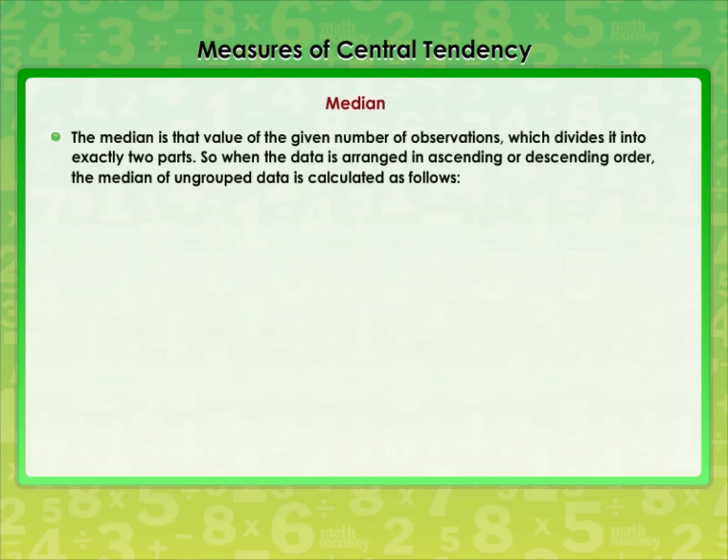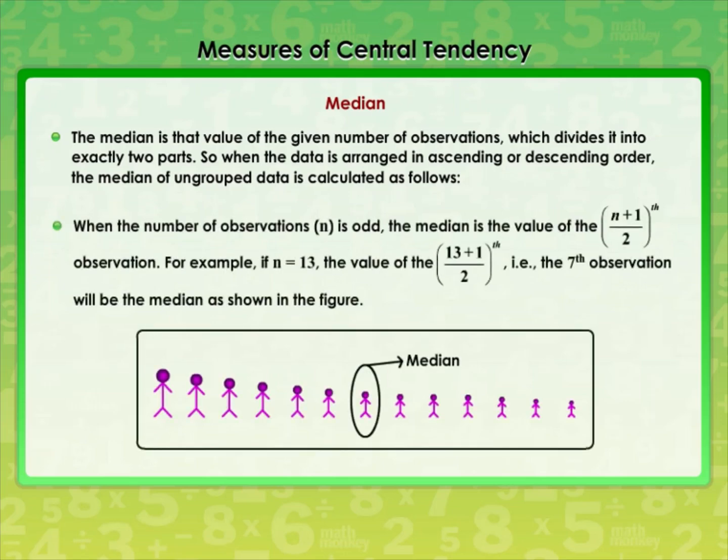Median. The median is the value of the given number of observations which divides it into exactly 2 parts. So when the data is arranged in ascending or descending order, the median of ungrouped data is calculated as follows. When the number of observations, n, is odd, the median is the value of the (n plus 1) by 2th observation. For example, if n is equal to 13, the value of the (13 plus 1) by 2th observation, that is, the 7th observation, will be the median as shown in the figure.